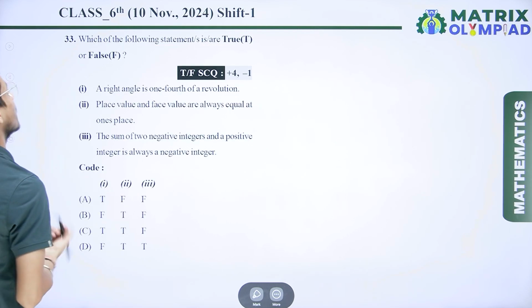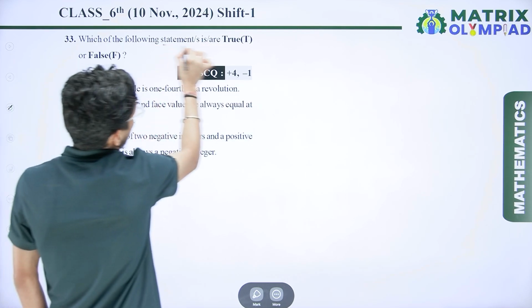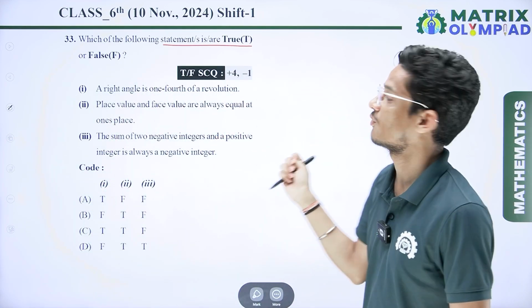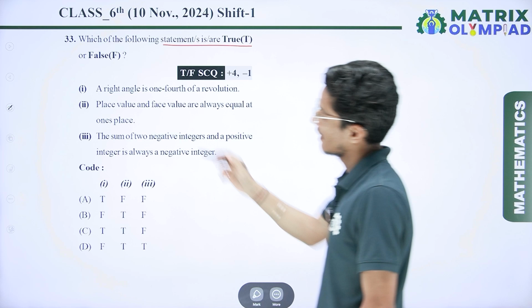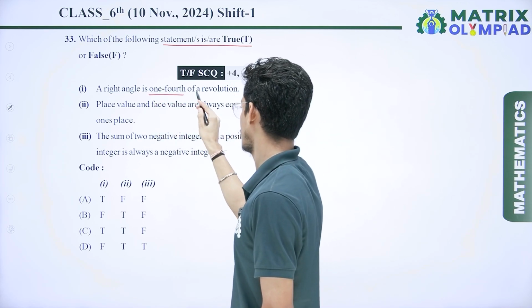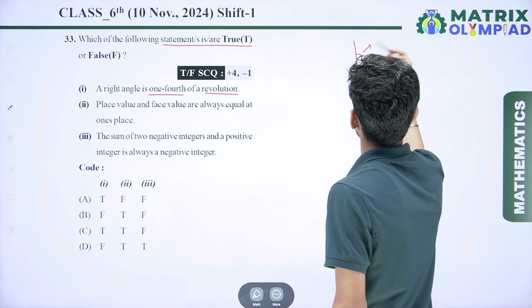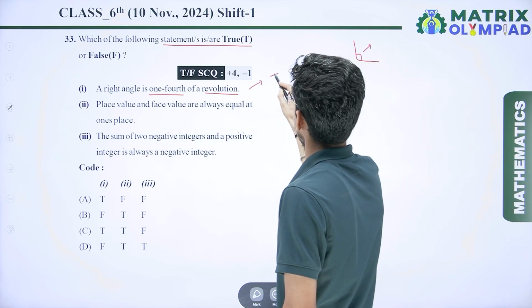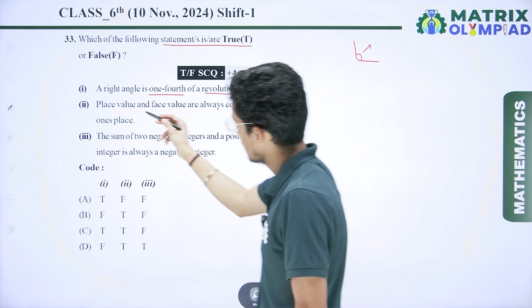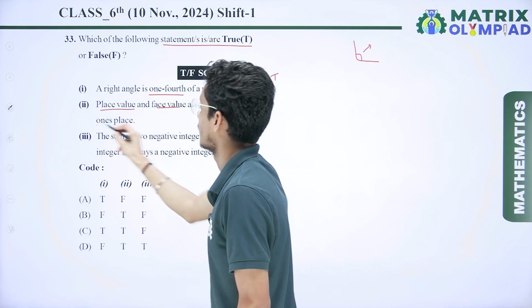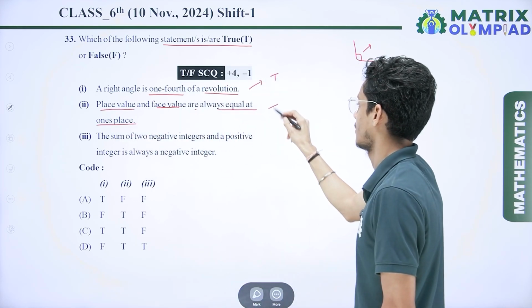So now if I talk about the next one, which is again based on true or false. So here again we have given 3 statements and we have to find which one is true and which one is false. A right angle is 1/4 of a revolution. So we know right angle, this one, and this is the 1/4 of a revolution. So I can say this one is true. The face value and the place value are always equal at 1's place. Yes, this one is again true.